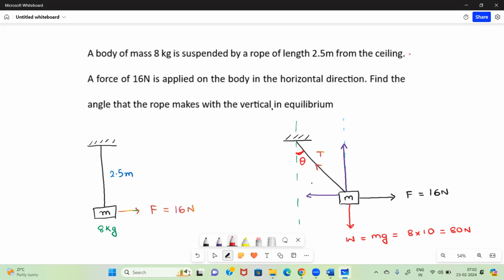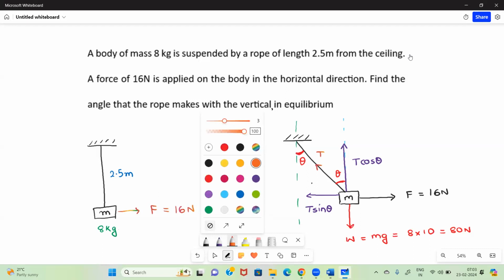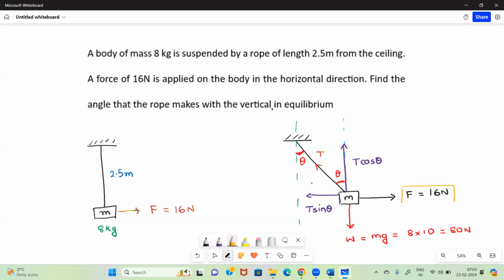So if you see, because this angle is theta, this angle is also going to be theta. Therefore, the component along the vertical becomes T cos theta, and the component along the horizontal is going to be T sin theta. Since the net force along the horizontal is 0, there are two forces acting along the horizontal direction. One is F is equal to 16 Newton, and the other is T sin theta. Since the net force along the x direction is 0, I can equate the two. So I can say F is equal to T sin theta.